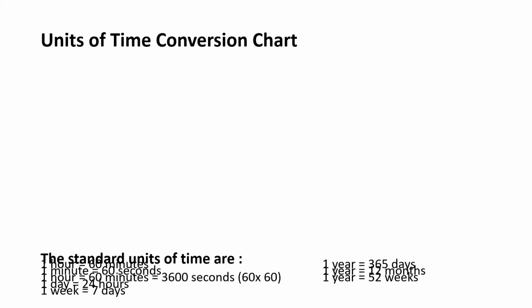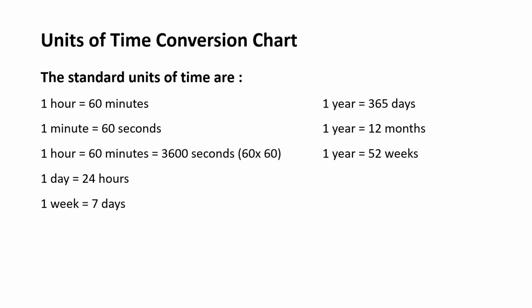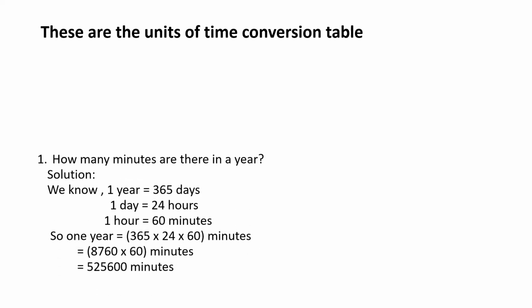Units of time conversion chart. The standard unit of time, hour: 1 hour is equal to 60 minutes. 1 minute is equal to 60 seconds. 1 hour is equivalent to 60 minutes or 3,600 seconds, or 60 times 60. 1 day is equal to 24 hours. 1 week is equal to 7 days. 1 year is equal to 365 days. 1 year is equal to 12 months. 1 year is equal to 52 weeks. These are the units of time conversion table.